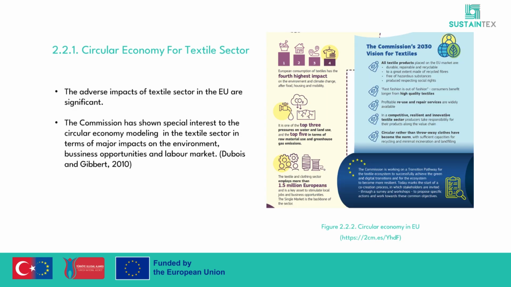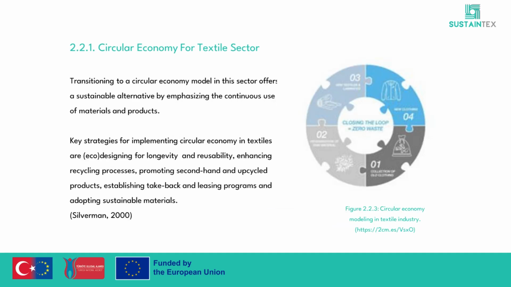The adverse impacts of textile sector in the EU are significant. The Commission has shown special interest in the circular economy modeling in the textile sector in terms of major impacts on the environment, business opportunities, and labor market. Transitioning to a circular economy model in this sector offers a sustainable alternative by emphasizing the continuous use of materials and products. Key strategies for implementing circular economy in textiles are eco-designing for longevity and reusability, enhancing recycling processes, promoting second-hand and upcycled products, establishing take-back and leasing programs, and adopting sustainable materials.